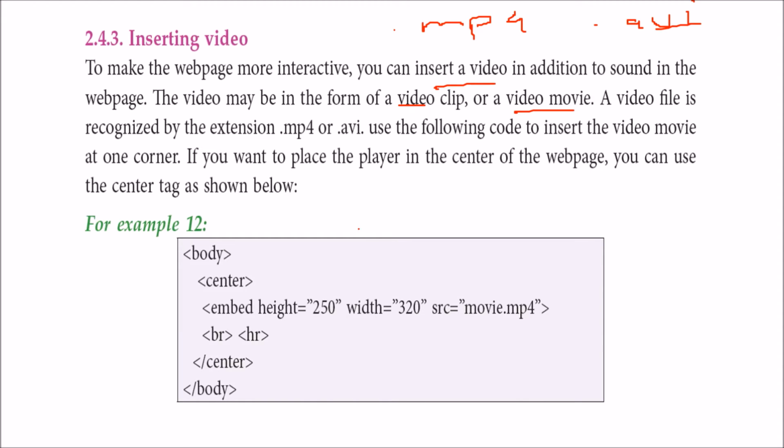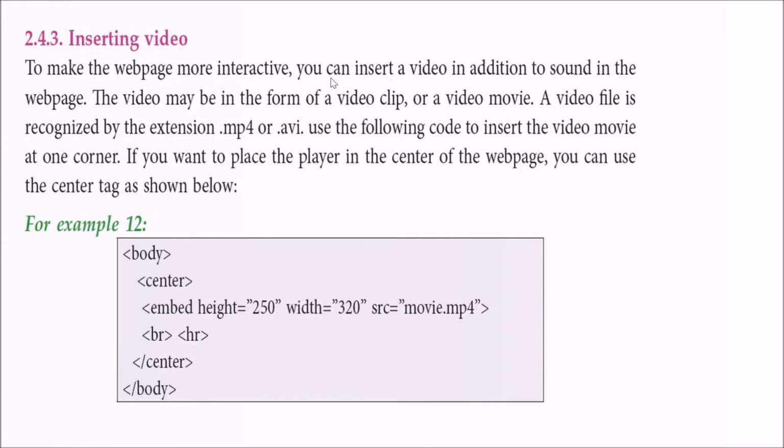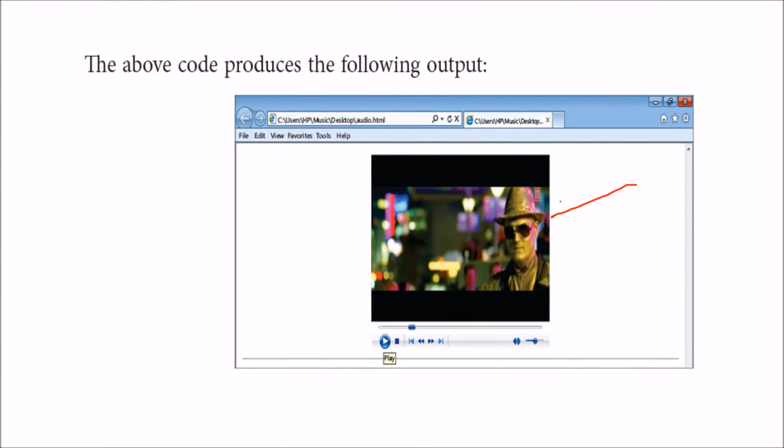If you want to place the player in a certain corner, or in the center of the web page, you can use the center tag. So this is the body. Inside this you have given the center tag, and this is the embed, height and width, and this is the source, movie.mp4. This is BR for line break, and this HR is for horizontal rule. As you see here, this is your video, this is your horizontal rule, this is your BR.